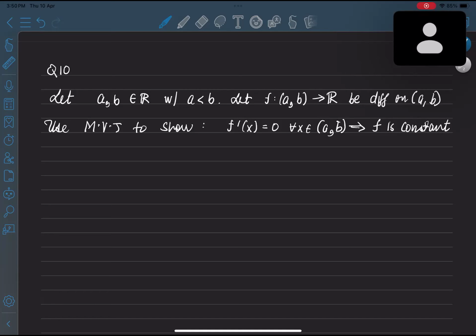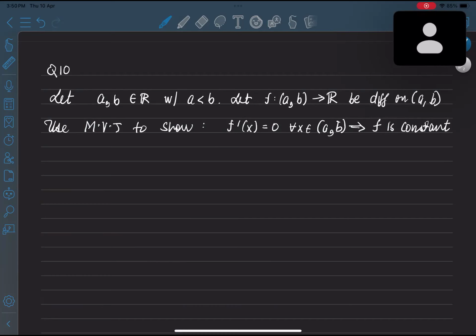Yeah. Anyways, let's move on. This is the 10th question. It's a rather elegant question. So we have a and b belonging to R with a less than b, and we have a function that's differentiable on (a, b). We have to use the mean value theorem to show that f'(x) equals 0 for all x in (a, b) implies that f is constant on (a, b).